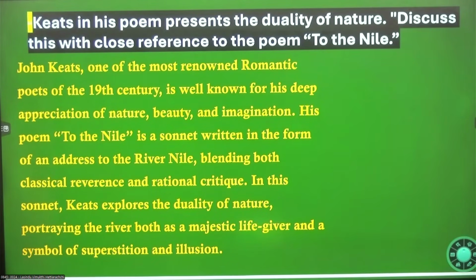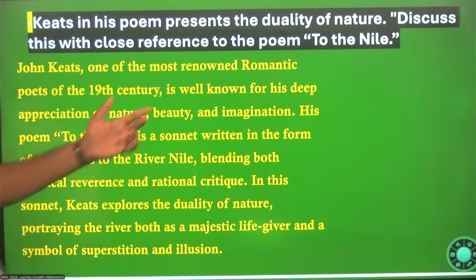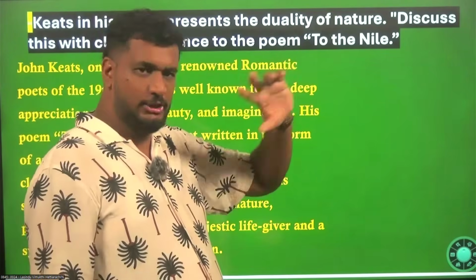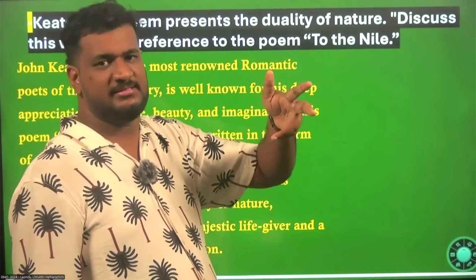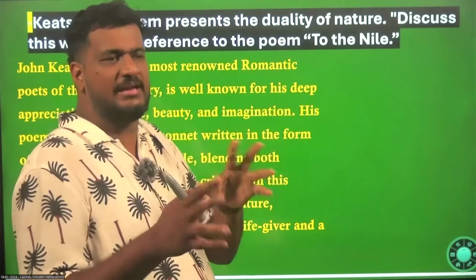John Keats, one of the most renowned romantic poets of the 19th century, is well known for his deep appreciation of nature, beauty, and imagination. His poem To the Nile is a sonnet written in the form of an address to the river Nile, blending both classical reverence and rational critique. So we are discussing duality, the dual quality, the double standards of the river Nile.